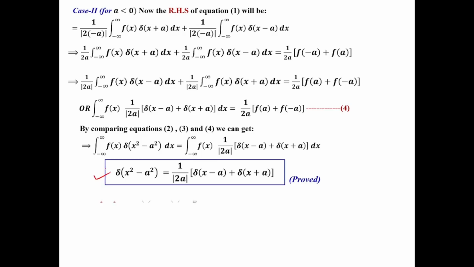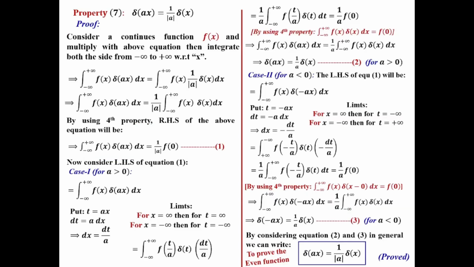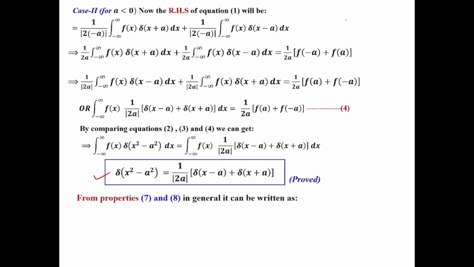Okay, one important thing I'm going to share with you from property 7 and 8. Property 7 tells us delta(ax) equal to 1 by mod a delta(x). So here I am writing from the 7th property, delta(ax) equal to 1 by mod a delta(x). This much we found. So by considering property 8 and the 7th property, we can write in general as this one.